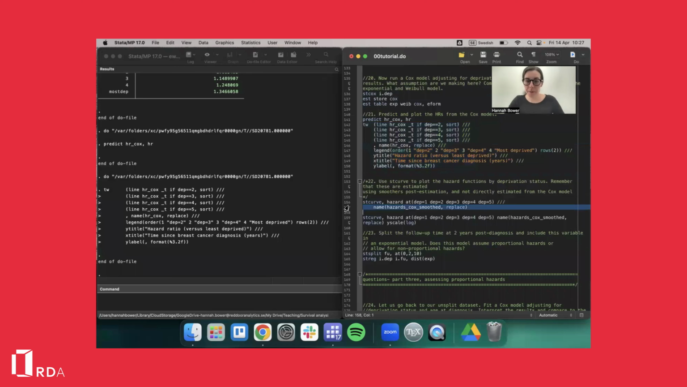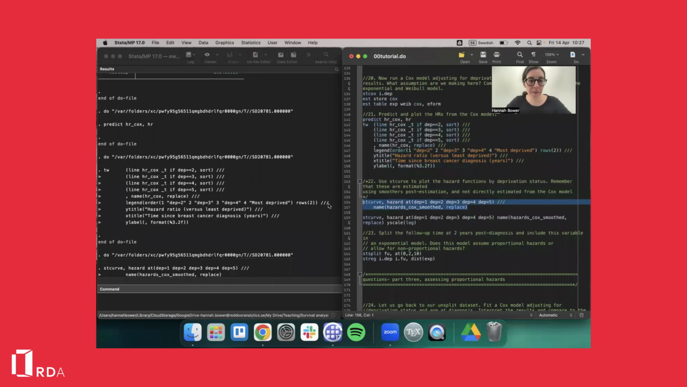So what we do is we use the command stcurve, and we say we want to plot the hazard by using the hazard option. And then we tell Stata that we want to look at this at the different deprivation levels, so at dep 1 to 5, and we just have a name here for this curve. So let's have a look what it looks like here.